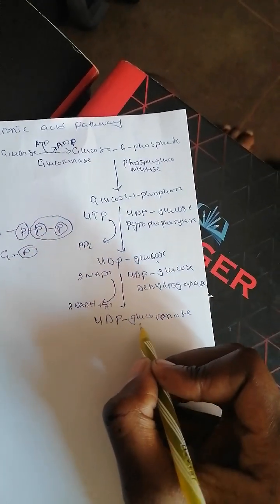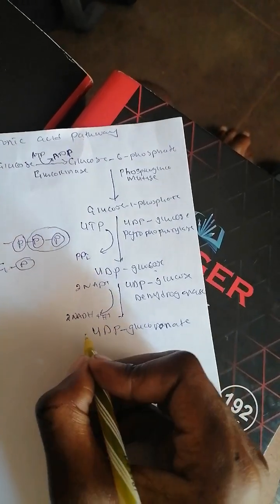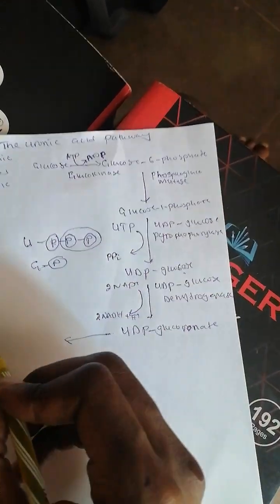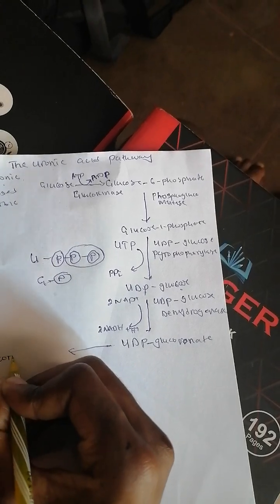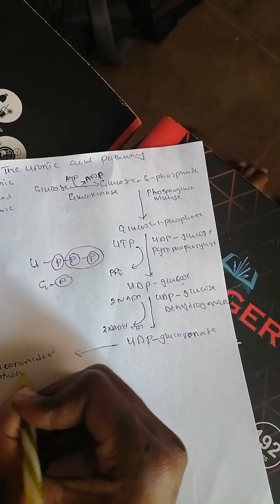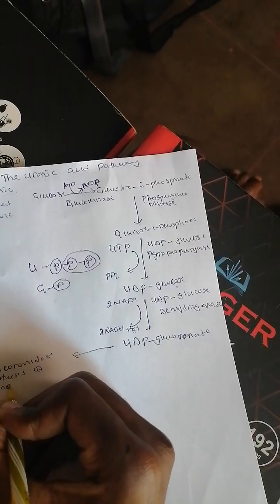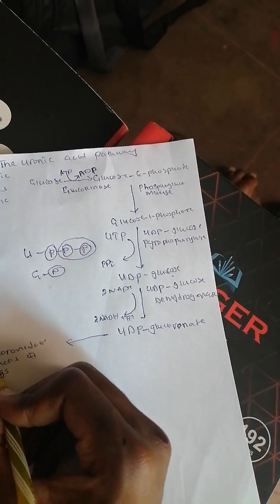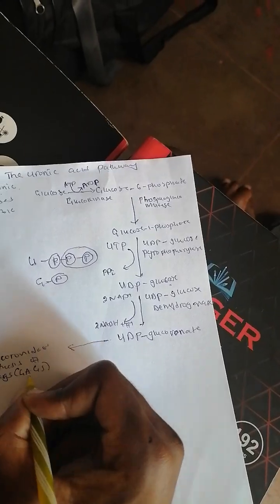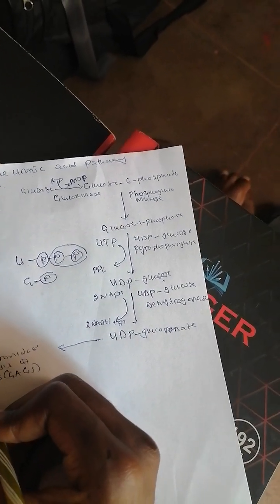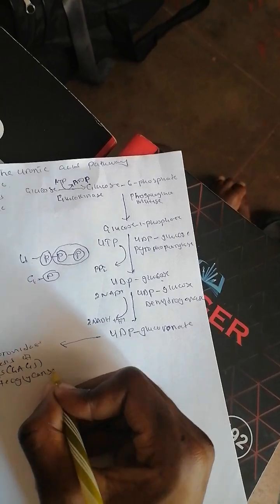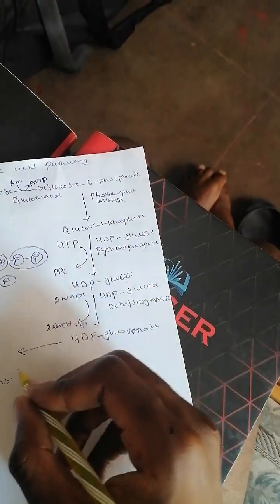Now this UDP glucuronate can participate in the synthesis of many things, such as glucuronides, and also synthesis of GAGs, in other words GAGs, and also proteoglycans. That's what this same UDP glucuronate can be used for.